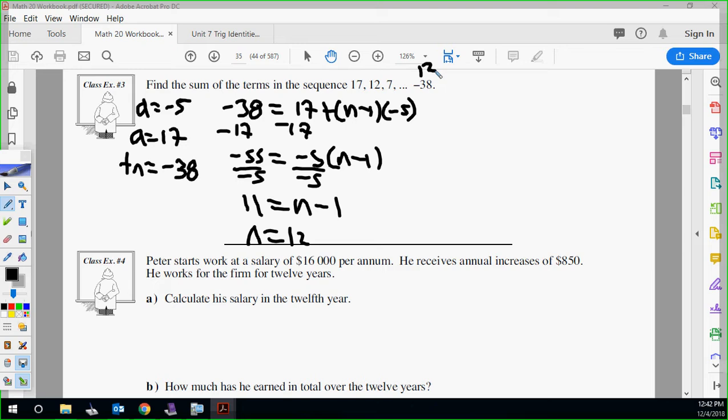So now we have everything we need to use either formula. Okay, it doesn't matter which one. I'll just use the first one. So I'm going to say S of 12, because that's the 12th term, right? S of 12 is 12 times 2 times 17 plus n minus 1, which is 11, so it's 11 times negative 5, all over 2.